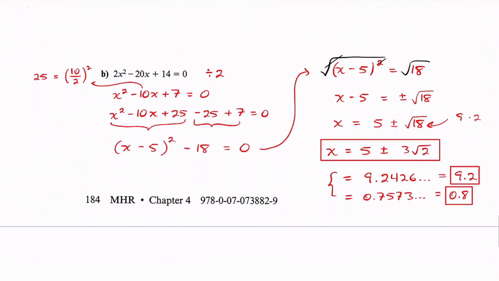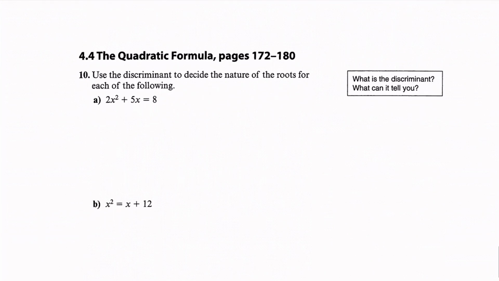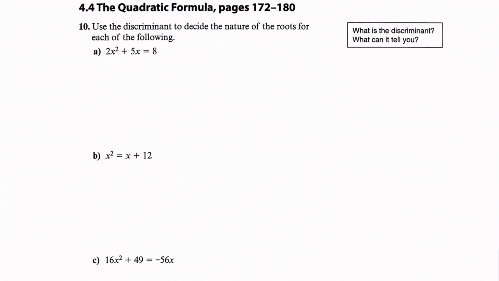So moving from question number 8 now, we're going to look at question number 10. And here it says, use the discriminant to decide the nature of the roots for each of the following. And we are going to do question A here together. So first what we got to do is we got to get this 8 over to the other side. You always got to have equals 0 on the one side. So when that gets moved over, it's now minus 8. And now I can see my quadratic equation is equal to 0.